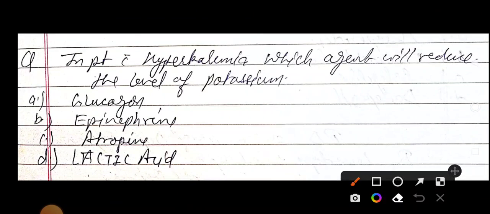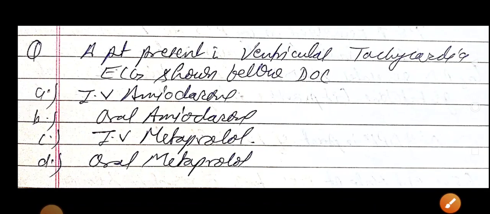In a patient with hyperkalemia, which agent will reduce the level of potassium? So the options are glucagon, epinephrine, atropine, lactic acid. So guys, glucagon is out. Glucagon has no role in potassium lowering, but epinephrine really works like a beta-2 agonist and brings the potassium level down. Lactic acid also plays a role, but epinephrine is the best option as compared to lactic acid.